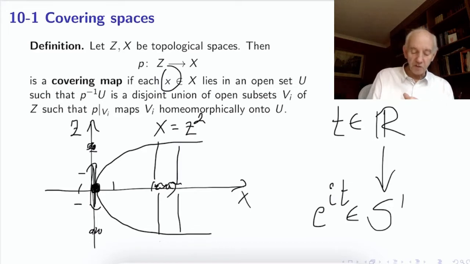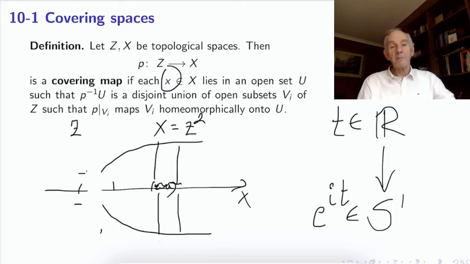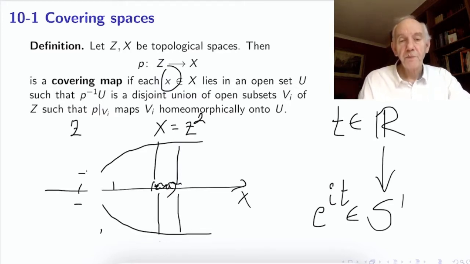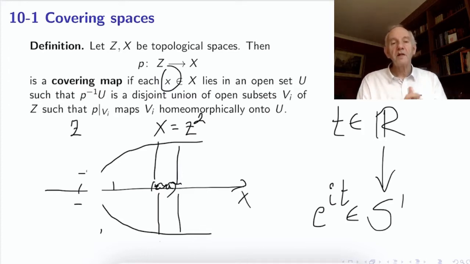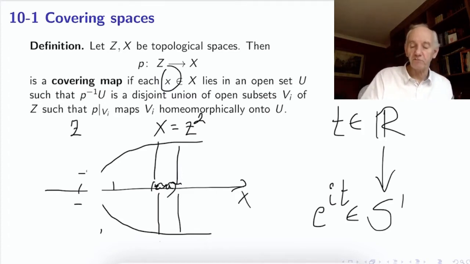If we were to remove the origin and restrict the map to the positive numbers, X being strictly positive, that would be a covering map, but it's a trivial covering map in the sense that the sheets are globally disjoint. It's not very interesting. Okay, that's the notion of a covering map.